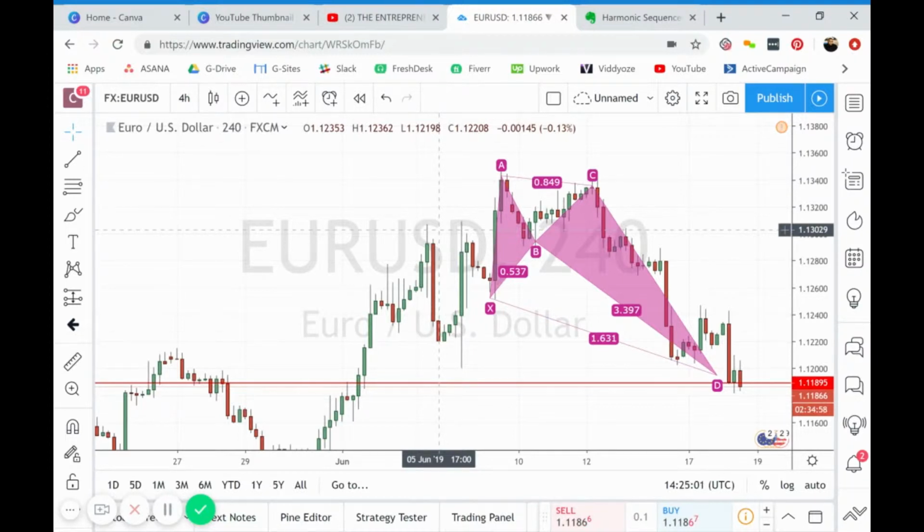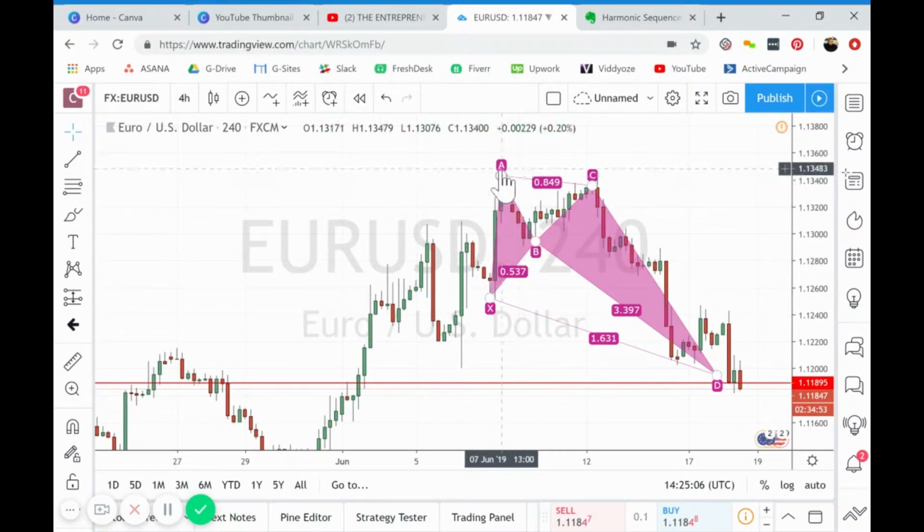Anyway, guys, take a look at this AB pullback here. That gave us our first move, but now we want to measure this BC retracement, okay? A retracement is a pullback. So if our move started here at X and went up here to A, that's the first leg of the move. This is the first pullback. So we go from X to A, and that gives us our first pullback, aka retracement.